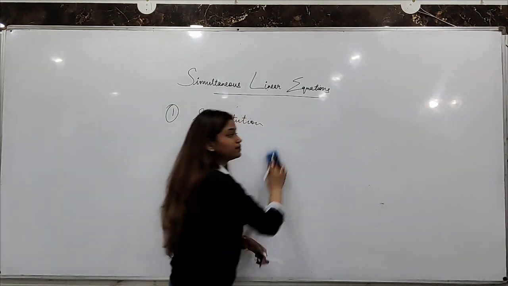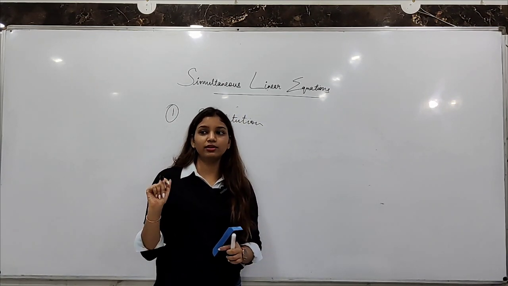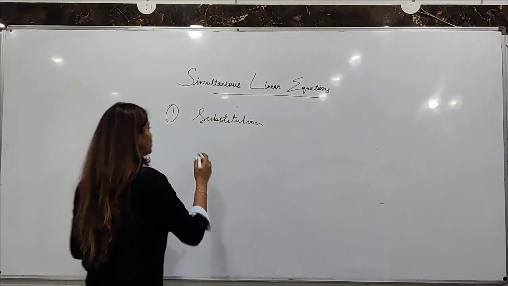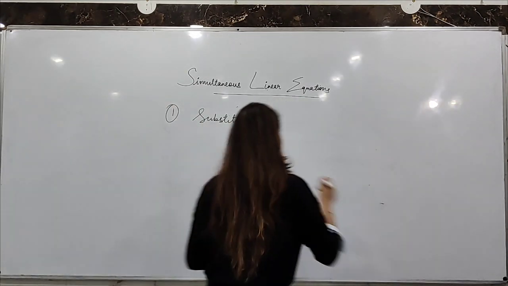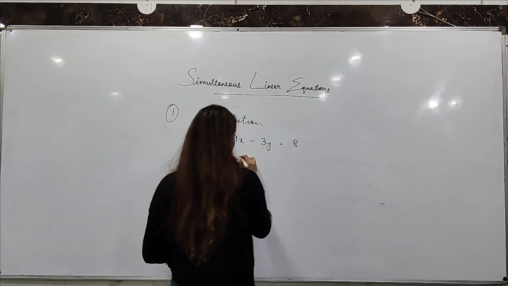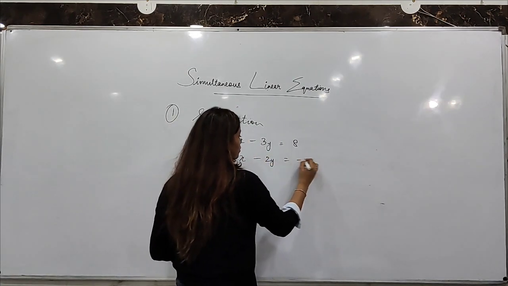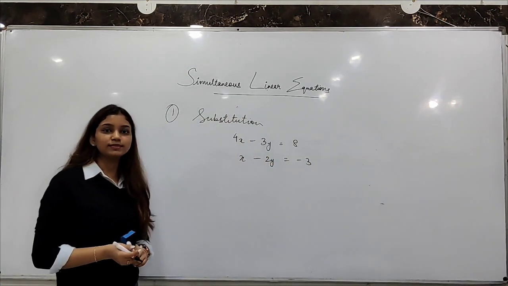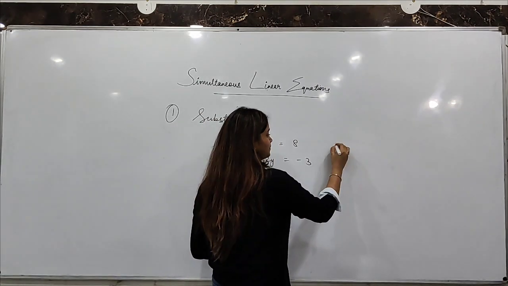We are going to substitute some other variable for the given variable. Let us see how we'll do that. Let us say we have two linear equations. 4x minus 3y is equal to 8 and x minus 2y is equal to minus 3. Correct? पहले तो देख लेते हैं a1, b1 और c1 क्या है.